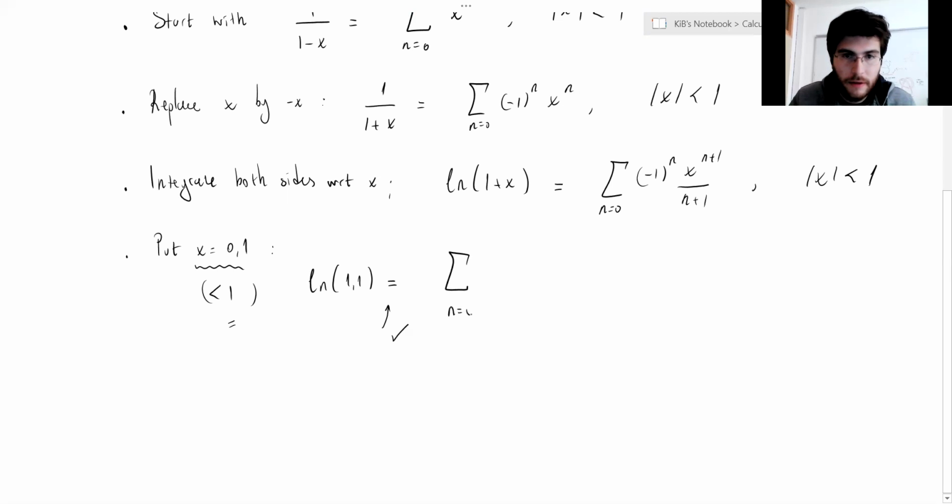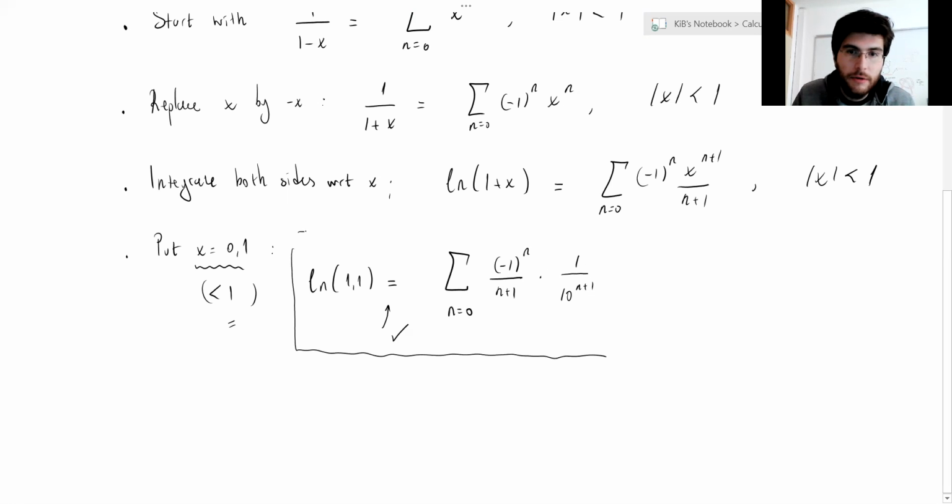I mean, this is (-1)^n, okay, n plus 1 here. What else we have? Times 1 over 10 to the n plus 1. This is your expression now. So let me call it, so this is our important observation. Now we have a kind of series representation for this value on the left-hand side.